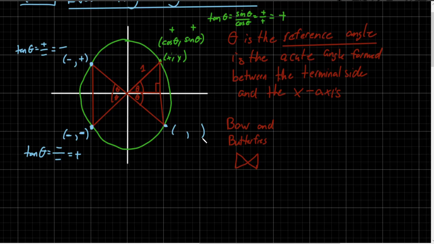Cosine positive or negative here? Yep, positive. Lily, what about sine? Okay, yep, negative. So tangent of theta would be what over what? Yep, negative over a positive, which makes it negative. Okay, we kind of have to remember what's positive and negative here. That's a lot to remember though, right?